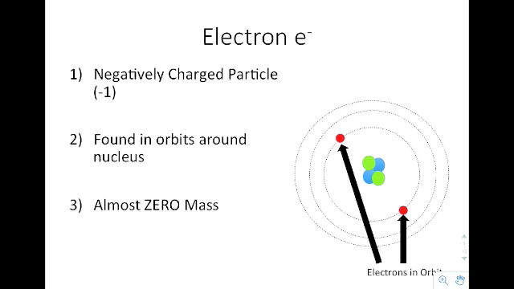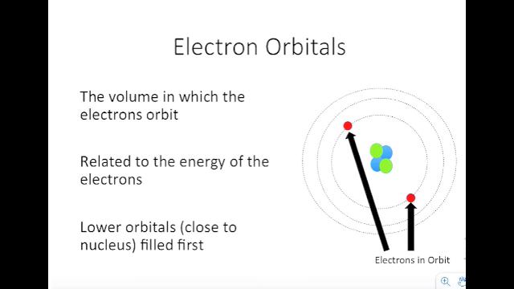An electron is often referred to as an e with a subscript negative sign, indicating that it has a negative charge. It has a charge of -1. It's found in orbits around the nucleus, in electron orbitals, and it has essentially zero mass. It's on the order of about 1/10,000th the mass of a proton, so since it's that small, we can say that it's essentially zero.